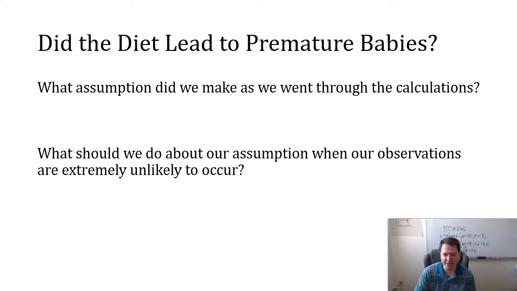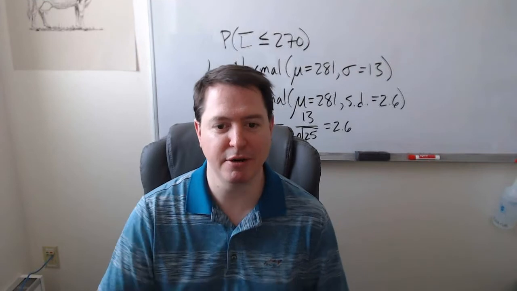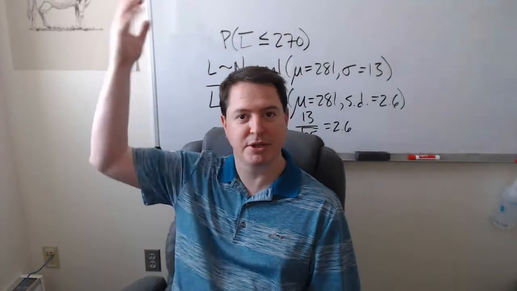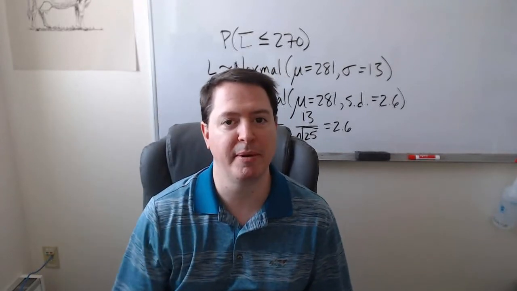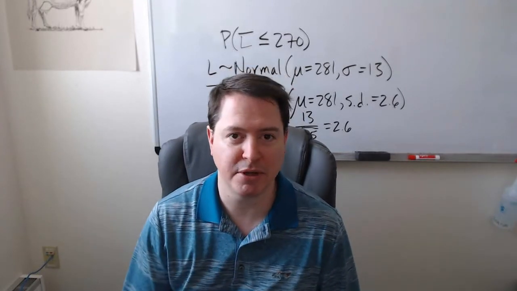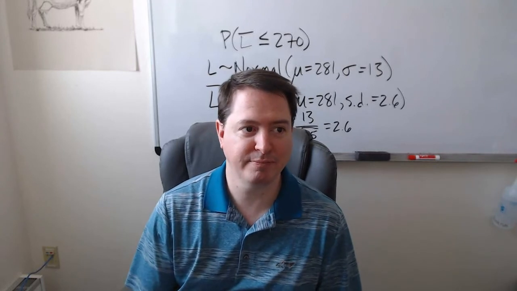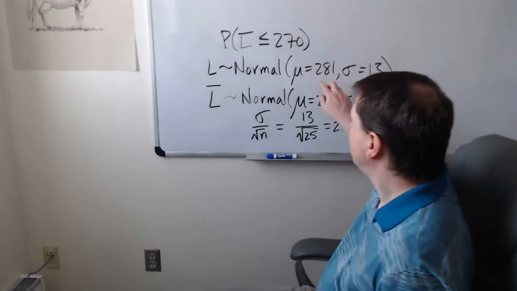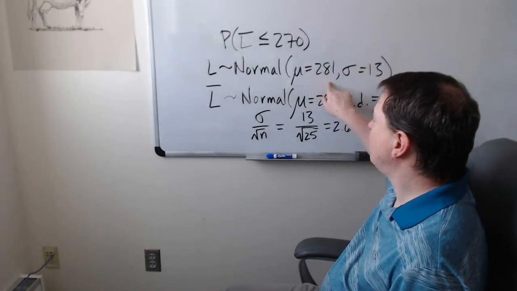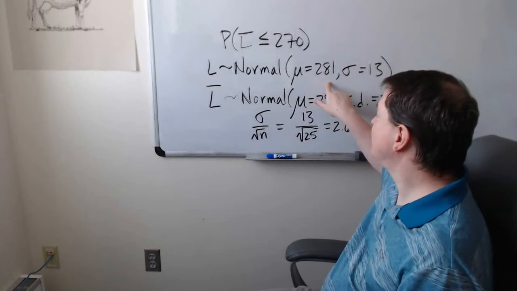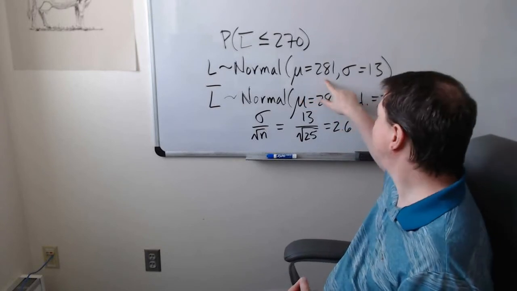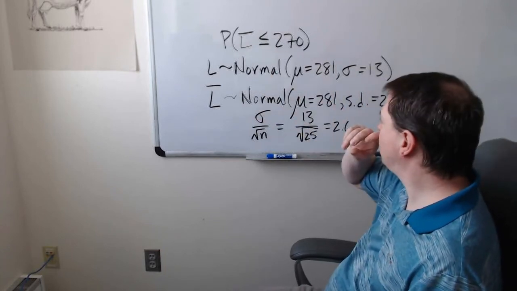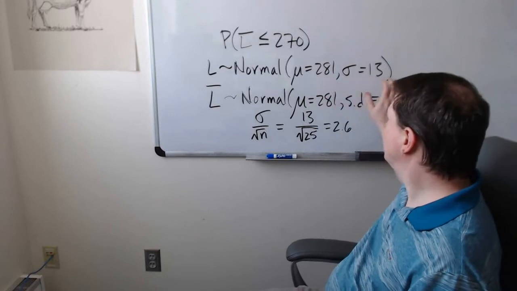So we actually made an assumption as we went through this. And here's where the actual hypothesis testing part of this comes in. So far, everything we've done was just something we did in that normal probability section. We actually made an assumption here implicitly without actually stating it. So let's look at this. The length of pregnancy for women in the United States has an average of 281 days with a standard deviation of 13. Now, as I went through my calculations here, I continued to use this.